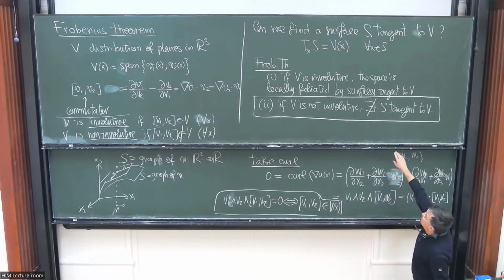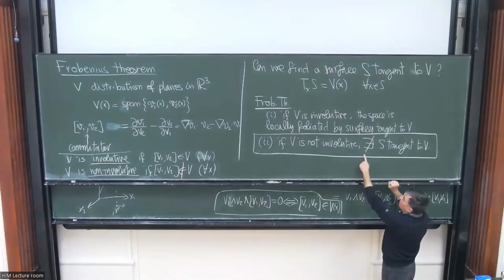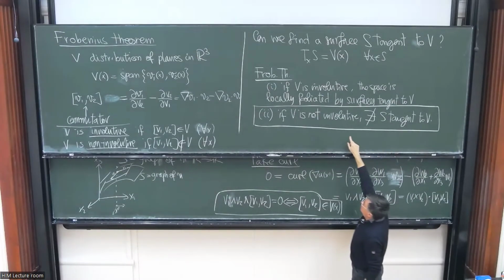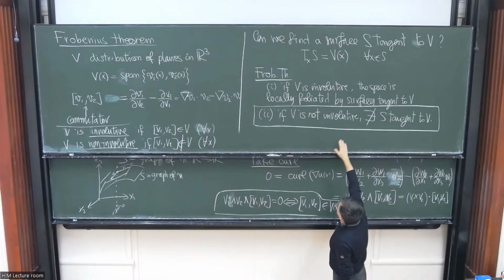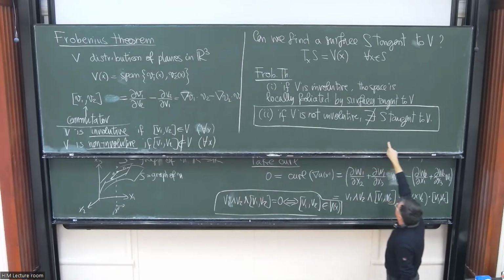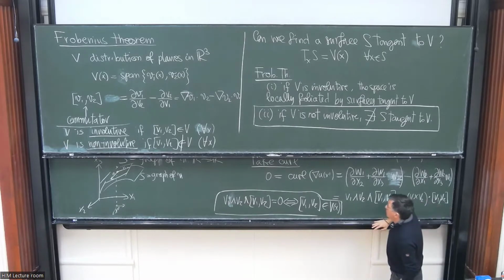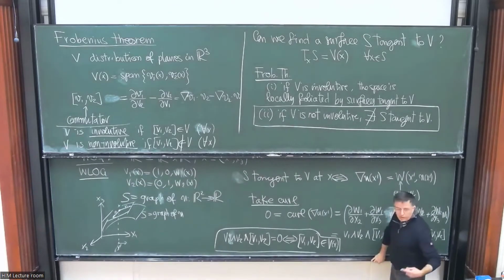Well, at least it gives you a proof of this, because in fact I have a stronger result. If V is not involutive, there exists no surface which is tangent at any point. Notice, however, that there is an issue about regularity, which will come later.